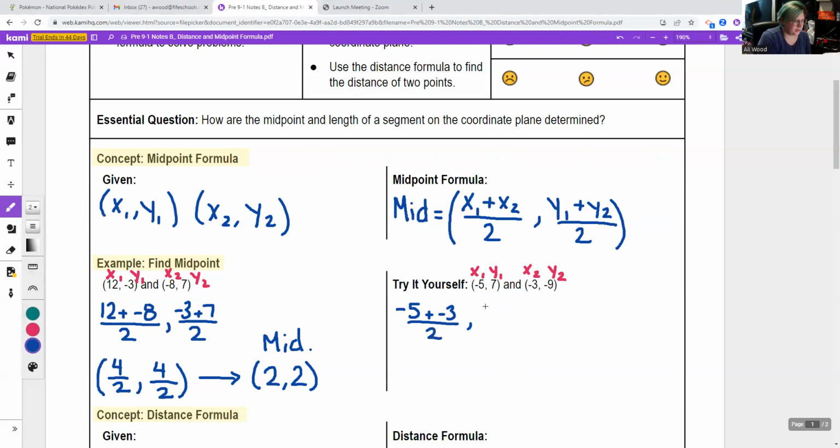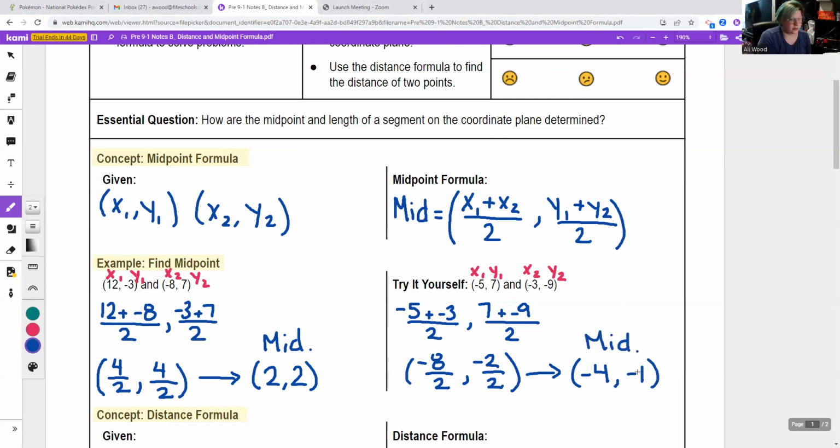All right, so if you're back, I am setting up this. So negative 5 plus negative 3, we have negative 8 over 2. 7 plus negative 9 is negative 2 over 2. And so this is going to be negative 4, negative 1 for our midpoint.